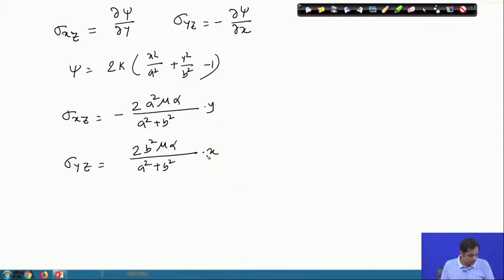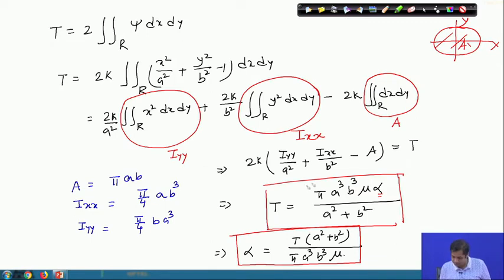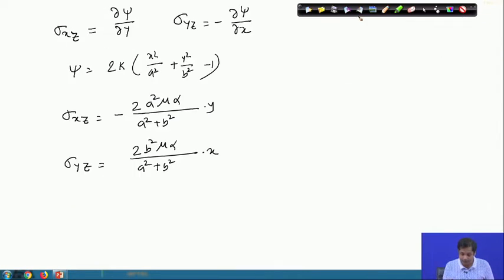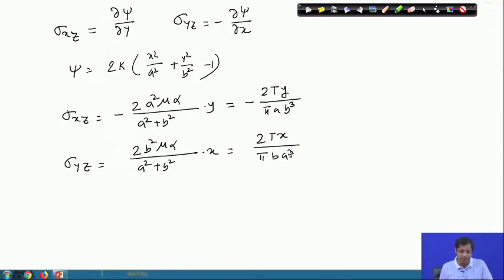Now, we already have the expression for torque. If you substitute this expression in the expression of stresses, it can be further rewritten as minus 2 T y by pi a b cube, and then 2 T x by pi b a cube. So, this is the expression for stresses. Now, let us find out what these stress components are.